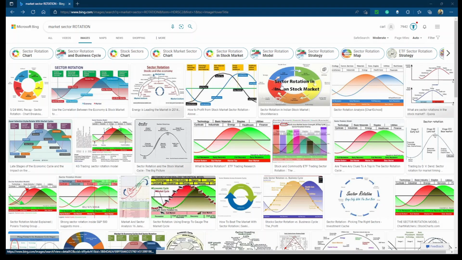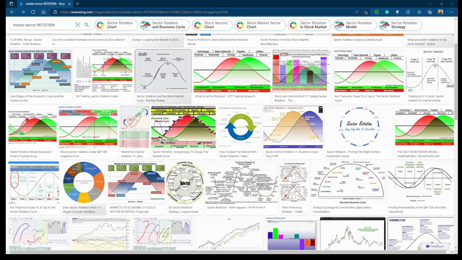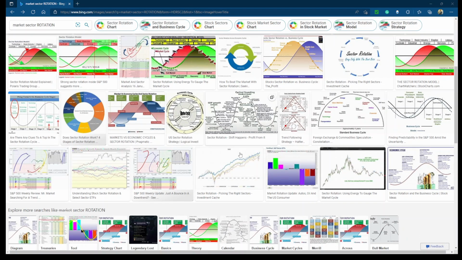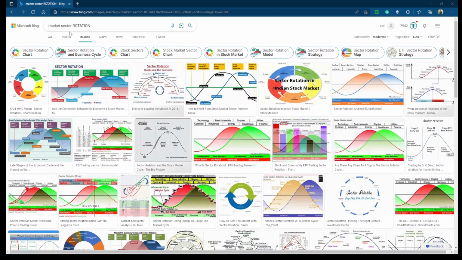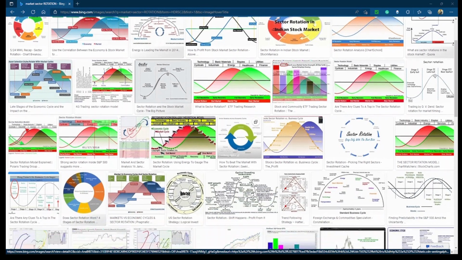But I'm just randomly pulling up something on market rotation. This is Bing. Google Chrome takes up way too much RAM for me to have Thinkorswim on, so this is one of the reasons why I'm using Bing. But if you put in sector rotation, this is what you get, and it helps as a visual aid with the direction where the market should be going next.